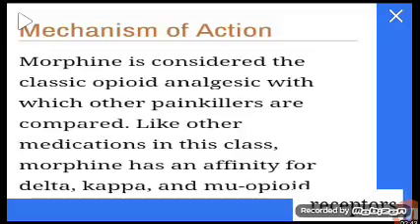Mechanism of action. Morphine is considered the classic opioid analgesic with which other painkillers are compared. Like other medications in this class, morphine has an affinity for delta, kappa, and mu opioid receptors.